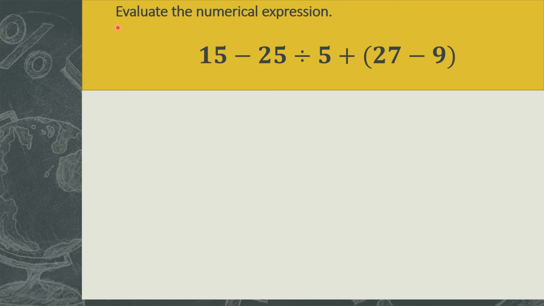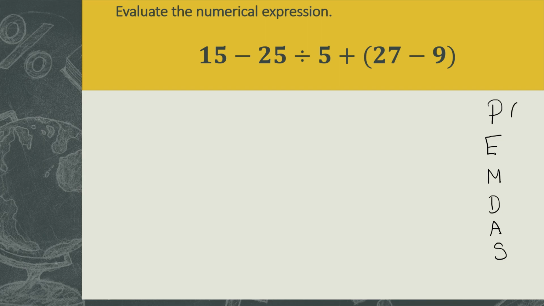Question 4 says, to evaluate the numerical expression, 15 minus 25 divided by 5 plus the difference of 27 minus 9. Again, this is another order of operations, so the first thing I'm going to do, either horizontally or vertically, is to write out my PEMDAS. I'm actually going to do it vertically this time, just so we can have a visual. And again, if you don't know it as PEMDAS, you can always say, please excuse my dear Aunt Sally. It's not wrong, it's just different.